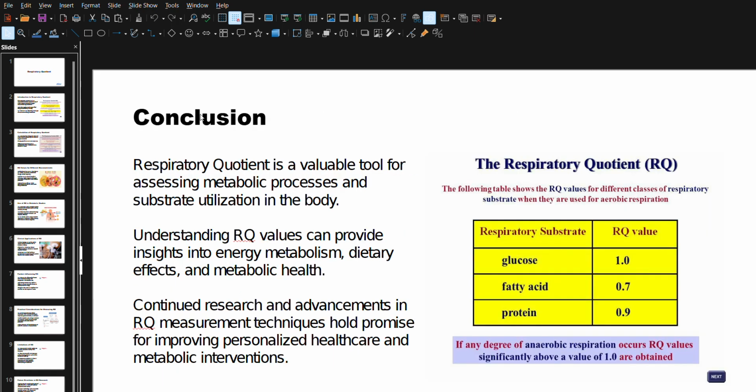Finally, we can conclude that respiratory quotient is a valuable tool for assessing metabolic processes and substrate utilization in the body. Someone who is able to understand respiratory quotient values can know the energy metabolism, dietary effects and metabolic health. Further research and advancements are also going on for measurement techniques. Here you can see glucose it is 1, fatty acid it is 0.7, protein it is 0.9. So this is about respiratory quotient, and please go through this and make a note of it.